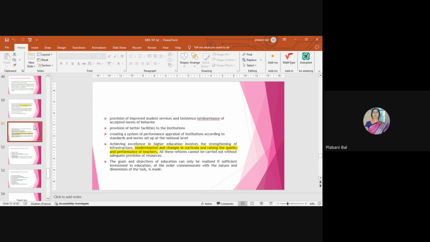Provide resource support. The nation will assume the responsibility of providing resource support for implementing the program of educational transformation, reducing disparities, universalization of elementary education, adult literacy, scientific technological research. So this type of resource support will be given for implementing the program. This was also recommended in that national policy.